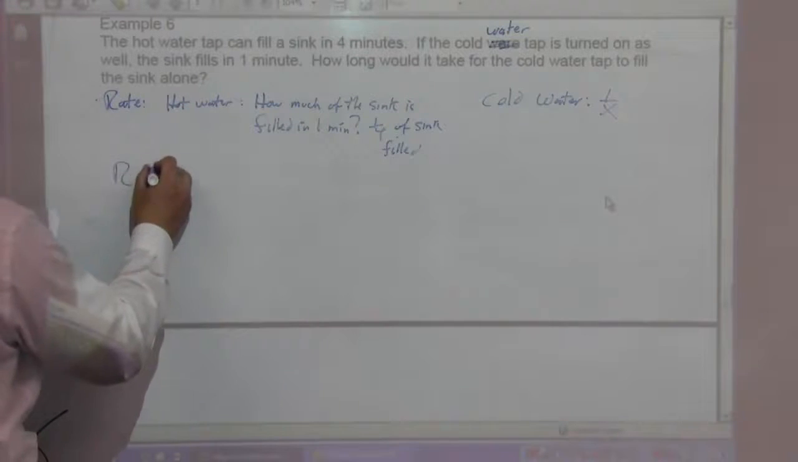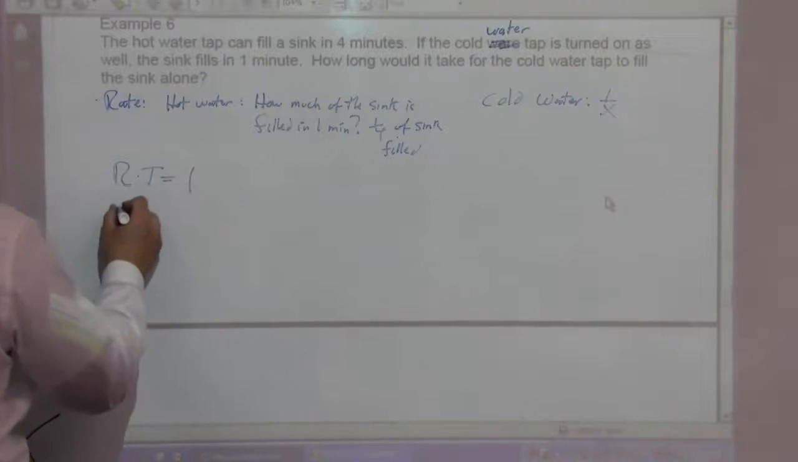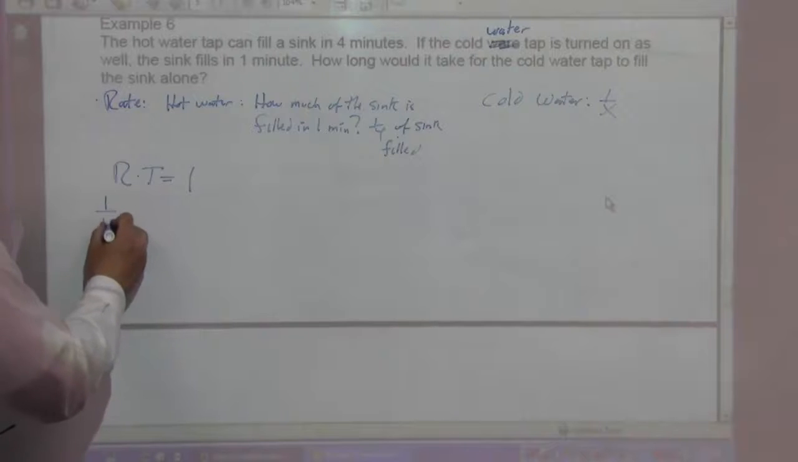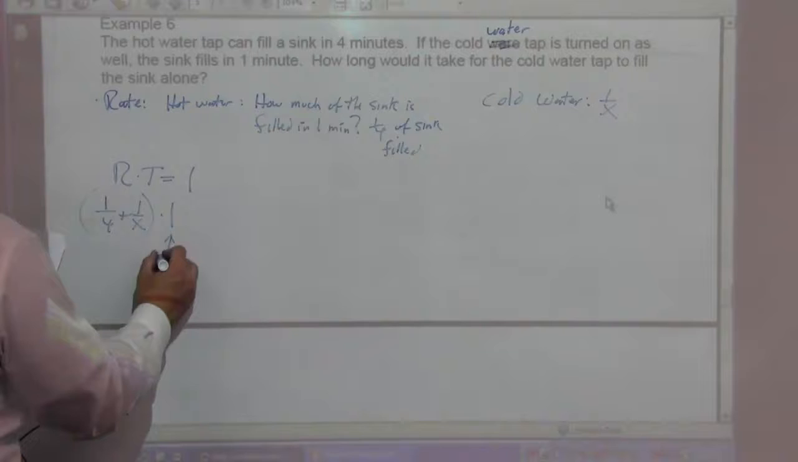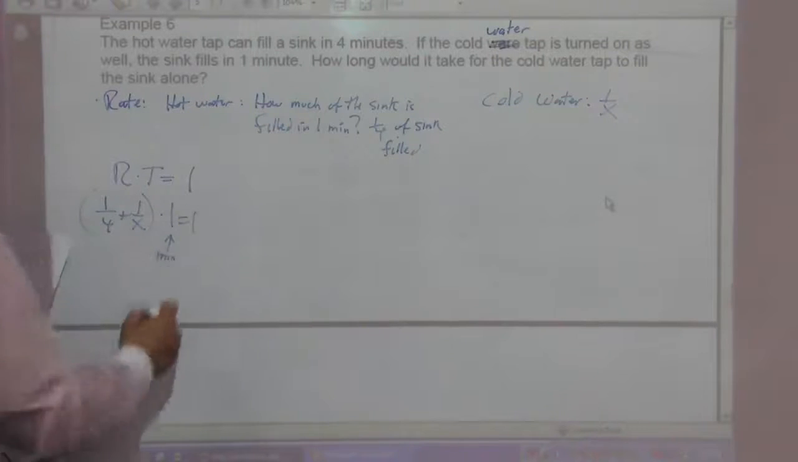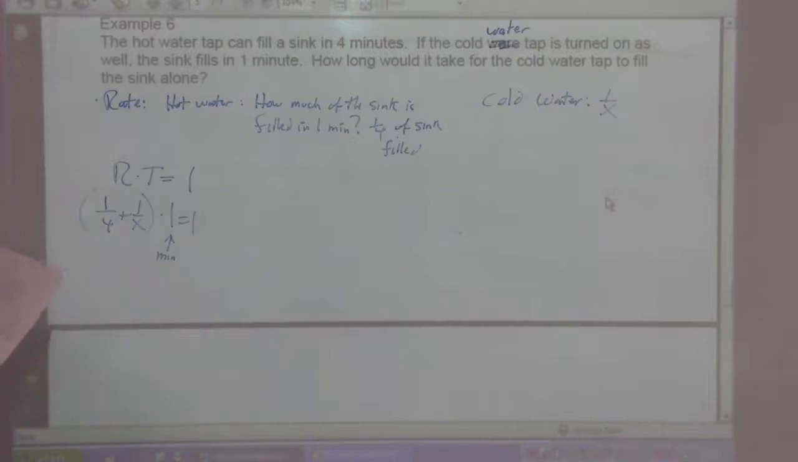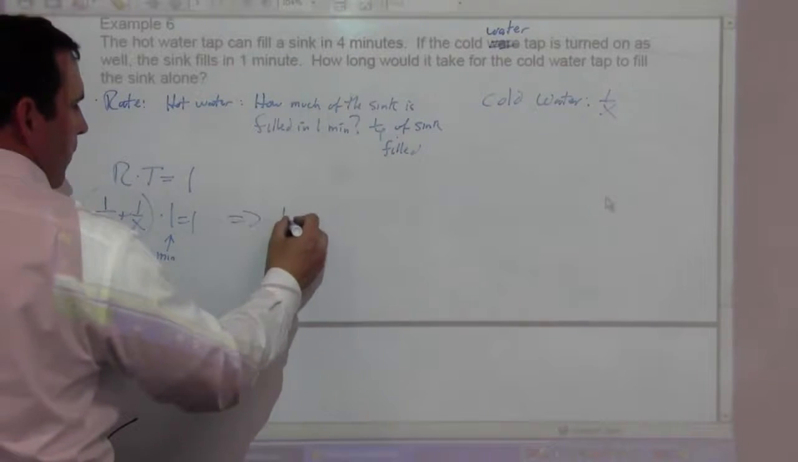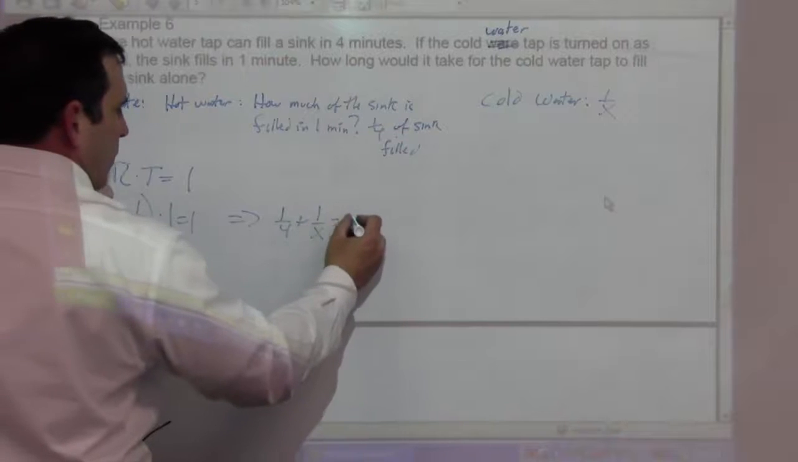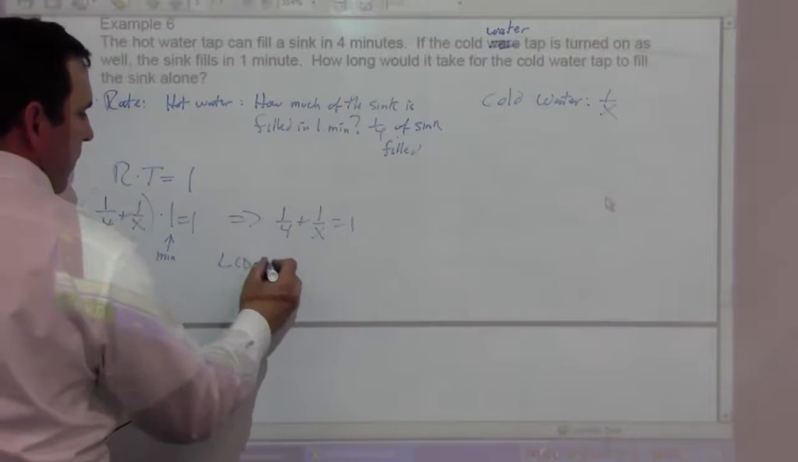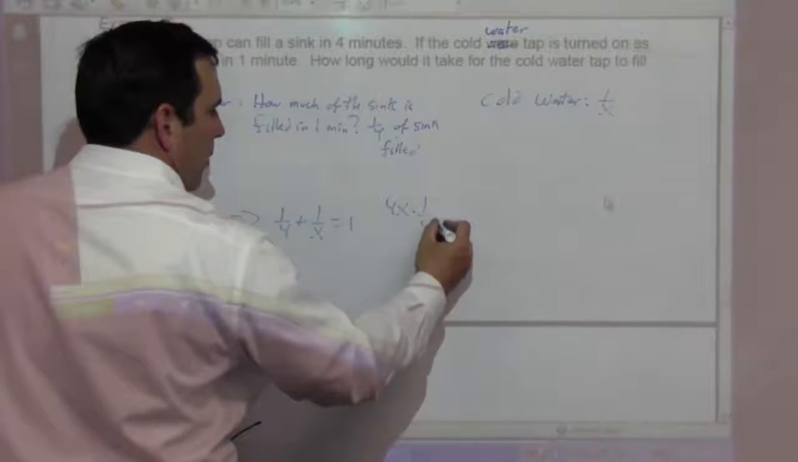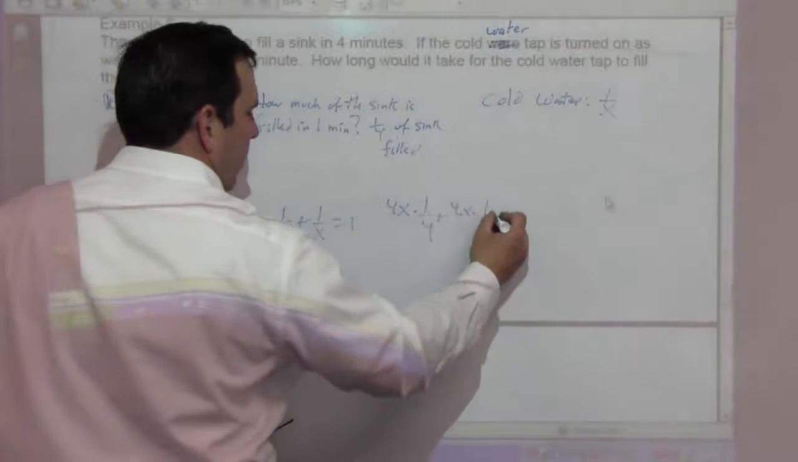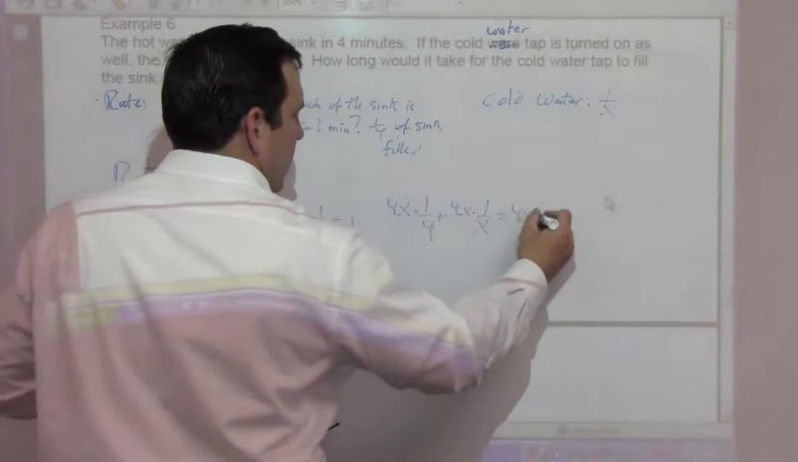So we have the rate times time equals 1. Our rate is going to be 1 over 4 plus 1 over x, times 1 minute, equals 1 job complete. So what this is really saying is 1/4 plus 1 over x equals 1. The LCD is going to be 4x. So 4x times 1 over 4 plus 4x times 1 over x equals 4x times 1.